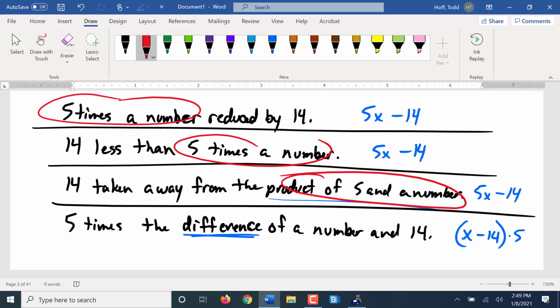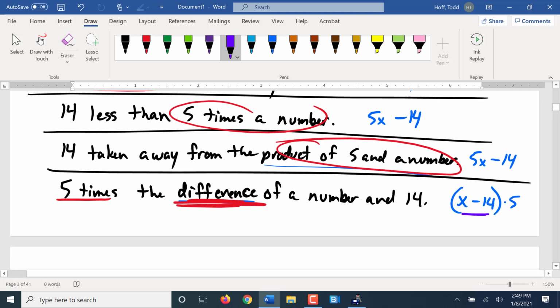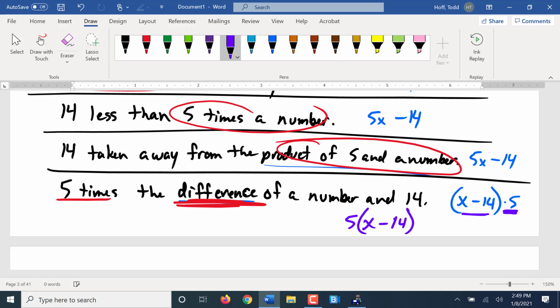Product of 5 and a number. This one, however, was 5 times the difference. Remember, the difference is the result of a subtraction problem. So this one, it wasn't the number being multiplied by 5, it was the result of that subtraction being multiplied by 5. So we have to make sure that we indicate that the subtraction happens first. Now, most of the time, we wouldn't put the multiplication at the end of the parentheses. We're used to seeing the multiplication in front of the parentheses. But even with the 5 in front of it like that, the parentheses still indicates that x minus 14 is going to happen first.